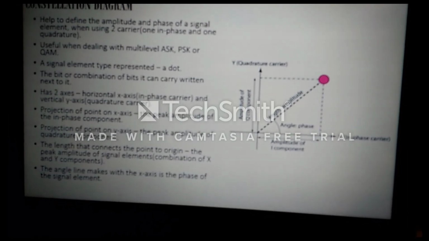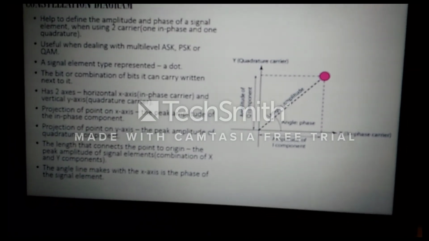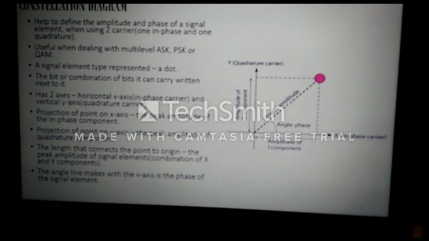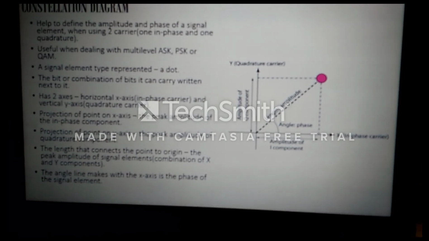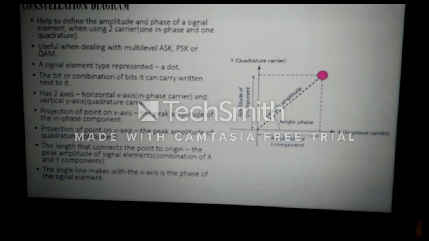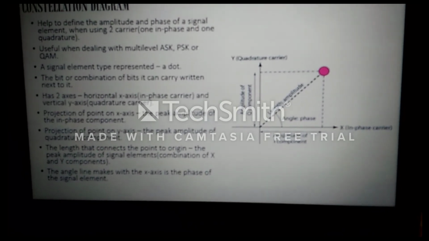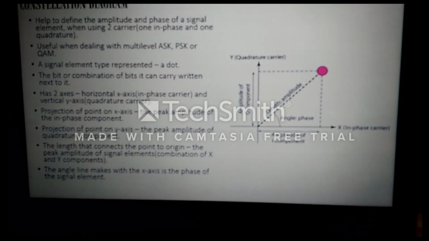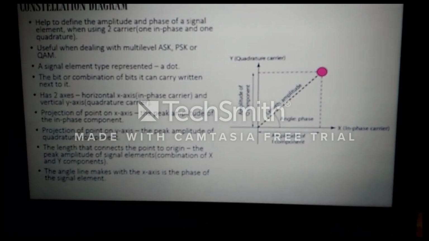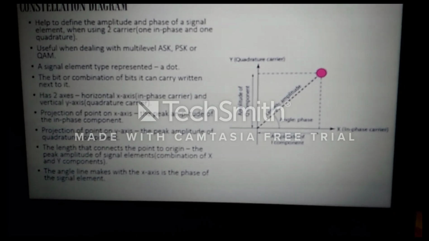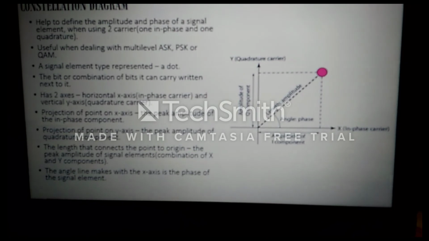It has two axes: the horizontal x-axis, the in-phase carrier, and the vertical y-axis, the quadrature carrier. The projection of a point on the x-axis is the peak amplitude of the in-phase component. The projection of a point on the y-axis is the peak amplitude of the quadrature component. The line that connects the point to the origin is the peak amplitude of the signal element, which is the combination of the x and y components. The angle of the line with the x-axis is the phase of the signal element.